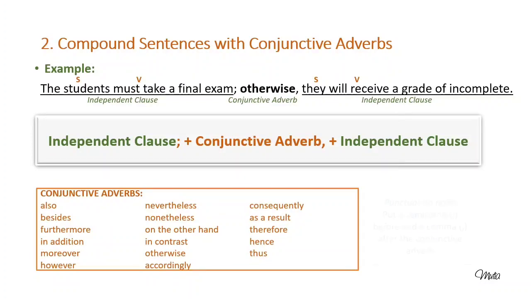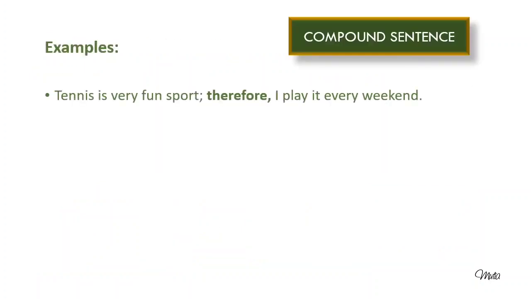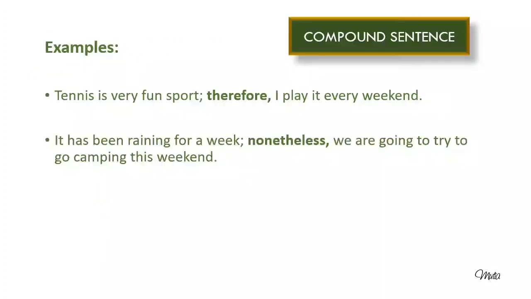The punctuation that we should use in a compound sentence with a conjunctive adverb is we should put a semicolon before the conjunctive adverb and a comma after the conjunctive adverb. Some other examples of compound sentences by using conjunctive adverbs are: tennis is a very fun sport; therefore, I play it every weekend. It has been raining for a week; nonetheless, we are going to try to go camping this weekend.